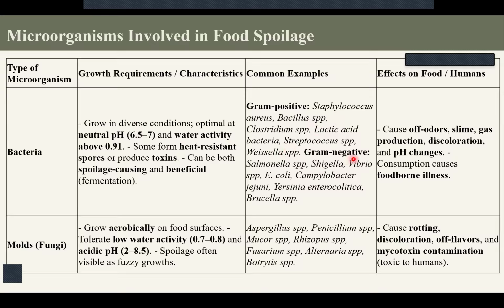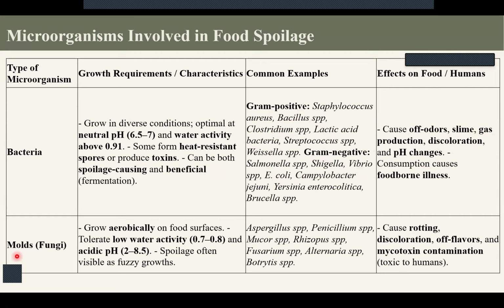Next, we have gram-negative bacteria. Examples are Salmonella, Shigella, E. coli. Now, what do these microorganisms do to the food? They cause off odors, they cause gas production, they cause discoloration, as well as changes in pH. And consumption of the food items that contain these pathogens will lead to foodborne illnesses.